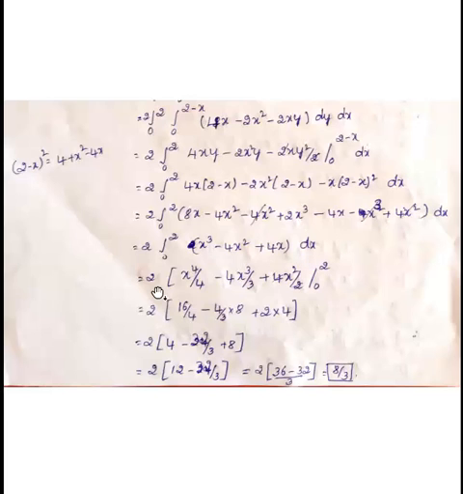Integrating with respect to x: 2 into x³ integration is x⁴ by 4, minus 4 into x² integration is x³ divided by 3, plus 4 into x integration is x² divided by 2, between the limits 0 to 2. Apply the upper limit: x is 2, so 2⁴ is 16 by 4; x is 2, so 2³ is 8 into 4 by 3; 2 ones are 2, 2 twos are 4, minus the lower limit which is 0. Simplify these values and we get 8 by 3.